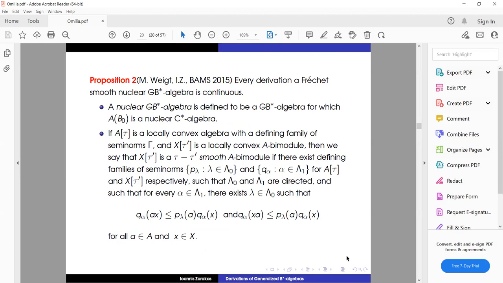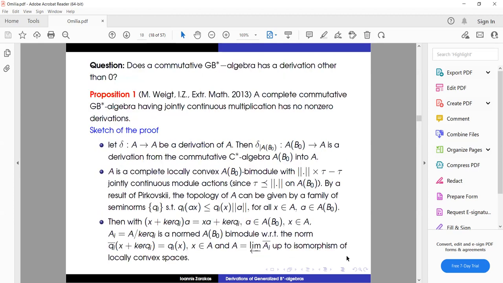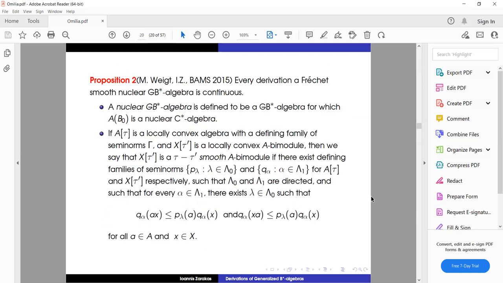Okay, then we were asking ourselves questions about continuity of derivations, because the previous result had nothing to do with continuity. The setting was just for a complete commutative G-Bistar algebra. Now, asking ourselves about continuity, we had in this paper the result, again partial, I must admit, that the derivation of a Fréchet smooth nuclear G-Bistar algebra is for sure continuous.